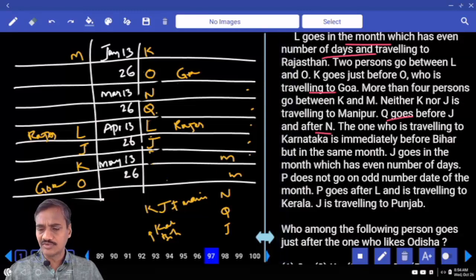And the one who is traveling to Karnataka is immediately before Bihar. And both these two persons are in the same month. Same month means it can be March, otherwise May. March and May. Next one, J goes in the month which has even number days.